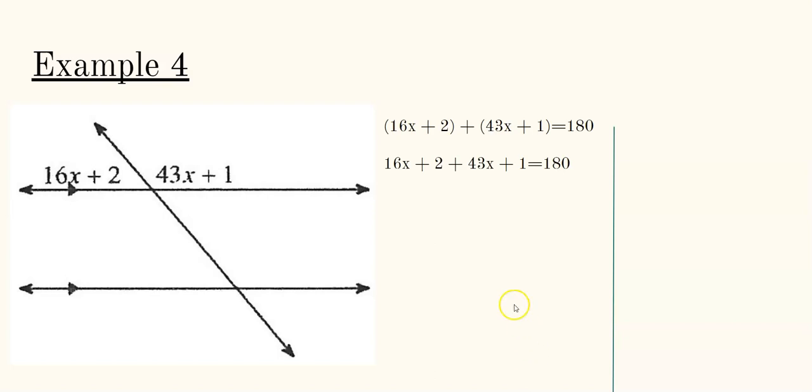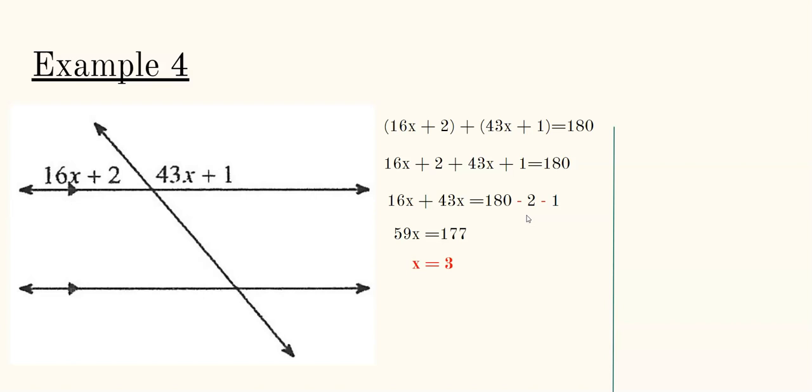So it looks like I have two of the x's. I have the 16x and the 43x on this side, on the left side of the equal sign. So we're going to have to bring the 2 and the 1 to join the 180. So let's go ahead and do that. So I'm going to subtract 2 and then subtract 1. So that's this part right here. So now let's go ahead and simplify that. So 16x plus 43x gives us 59x. 180 minus 2 minus 1 gives us 177. So we divide both sides by 59 and x equals 3.